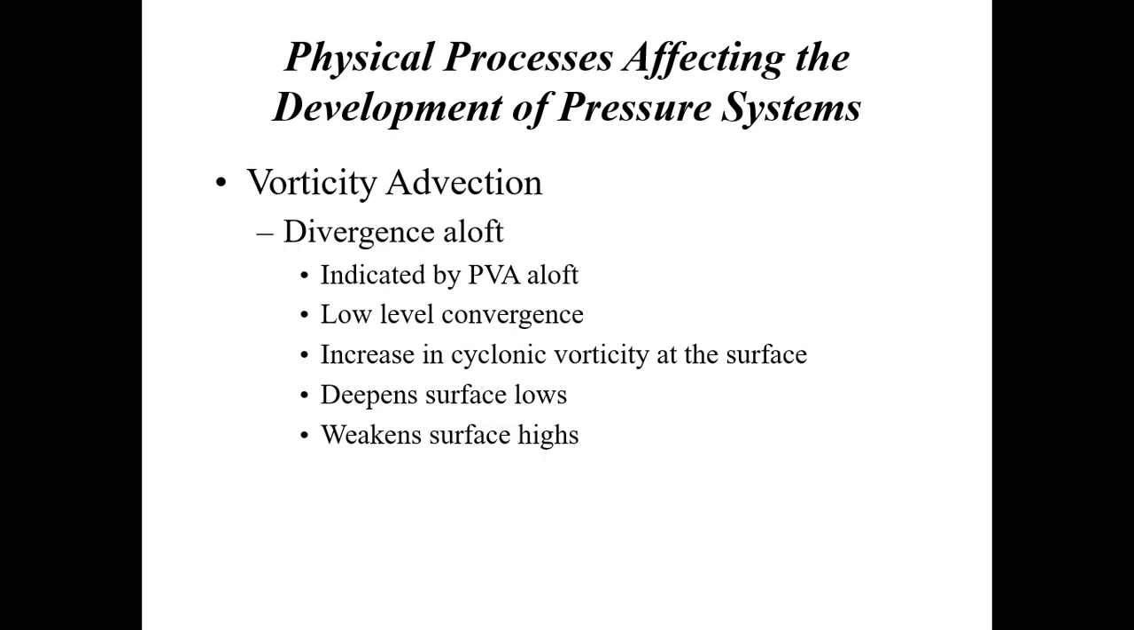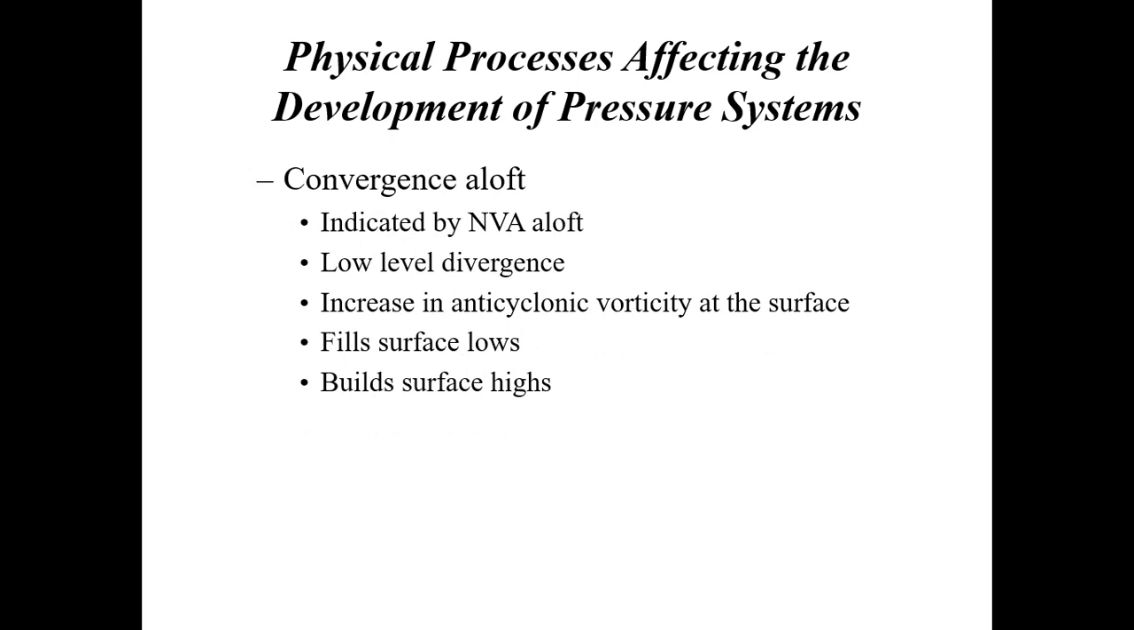As a result of that removal of mass aloft and that divergence aloft, you get low-level air which meets, converges, and rises in the atmosphere. And this increase in cyclonic vorticity will then occur at the surface as a result, and that's going to deepen your surface low-pressure systems, and it will weaken surface highs. Because high-pressure systems want convergence aloft, low-pressure systems want divergence aloft. So low-pressure systems want that removal of mass aloft. As you remove mass aloft, it must be replaced from below, and therefore you get increased low-level convergence where air streams are converging or meeting, and that air rises.